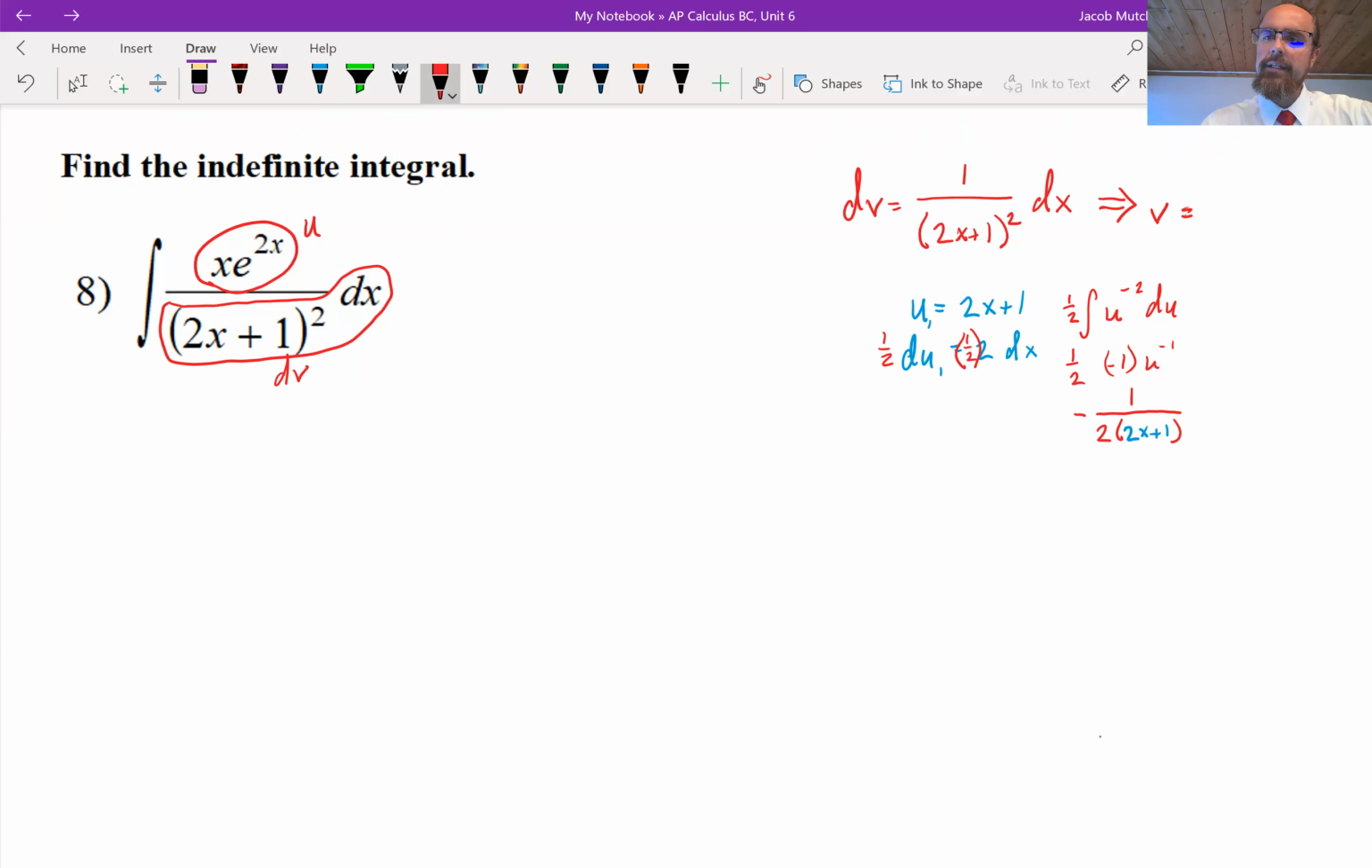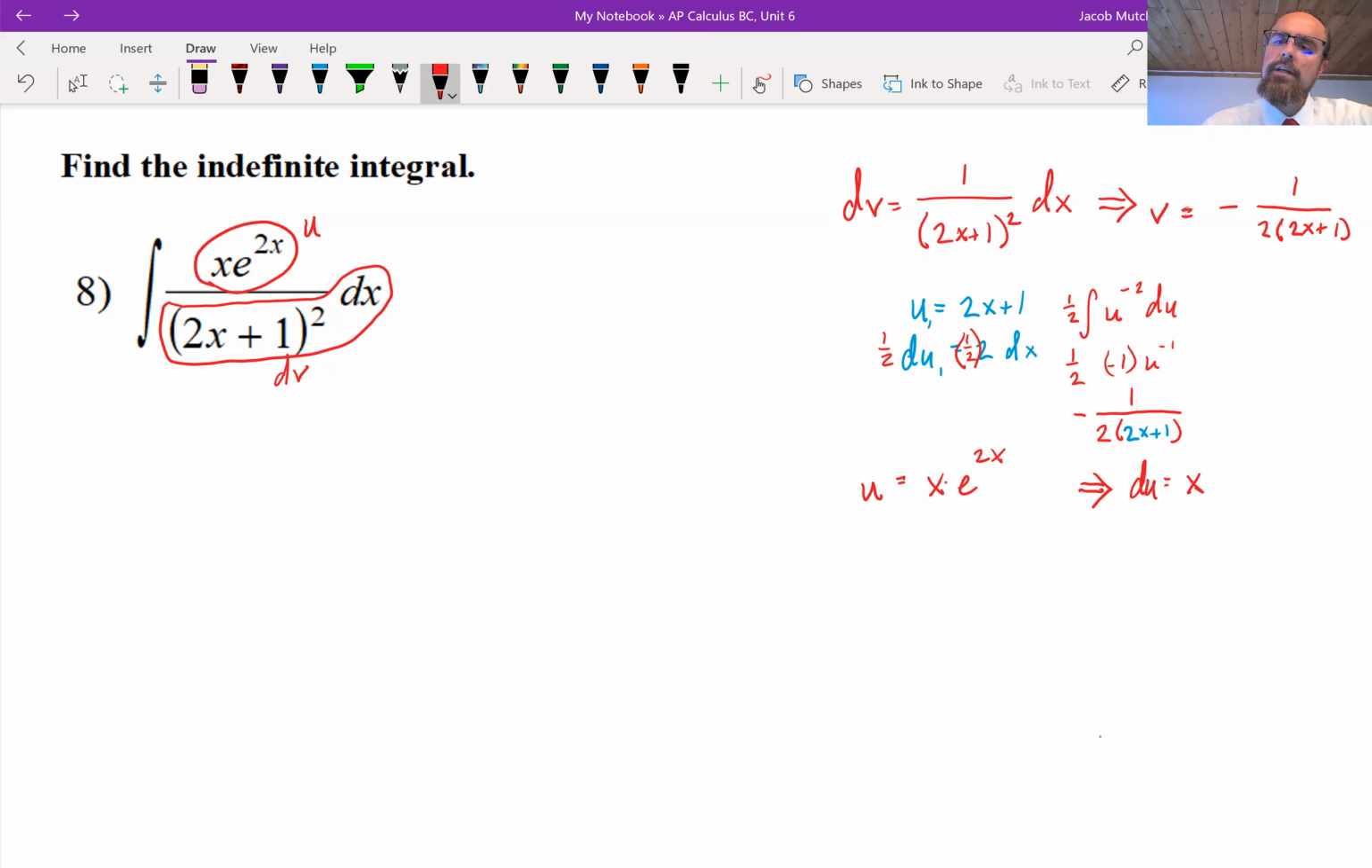So all that was to get my v here. So that's going to be -1 over 2 times 2x plus 1. So that took a little doing, but it's possible to do, and we did it. So let's just pick up our u then. That's going to be x times e to the power of 2x. And that I want to differentiate, which is not bad to do because that's just a product. So I'm going to use my product rule to catch my du.